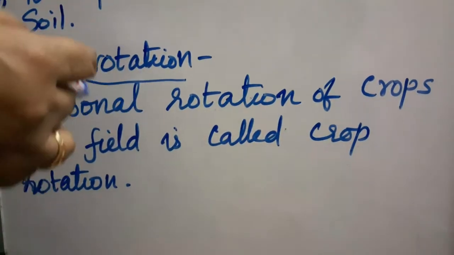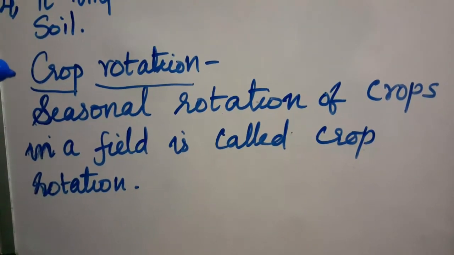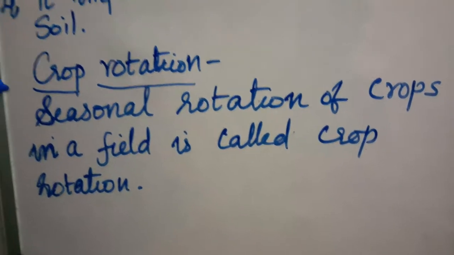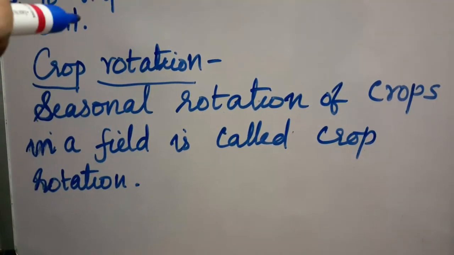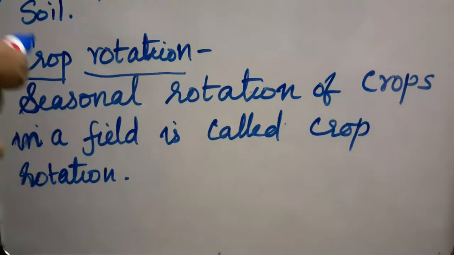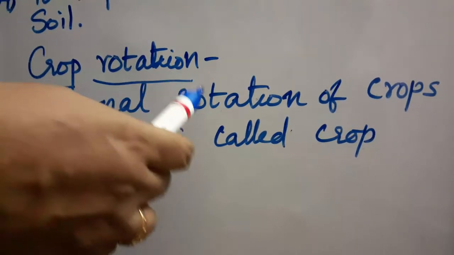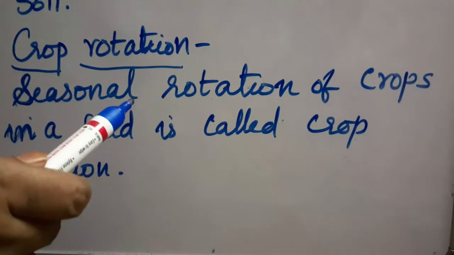It depends on the season, or on when one crop has finished harvesting, and the next season another type of crop is grown. So all the nutrients will be taken by the crops. So that is known as crop rotation. The seasonal rotation of crops in a field is known as crop rotation.